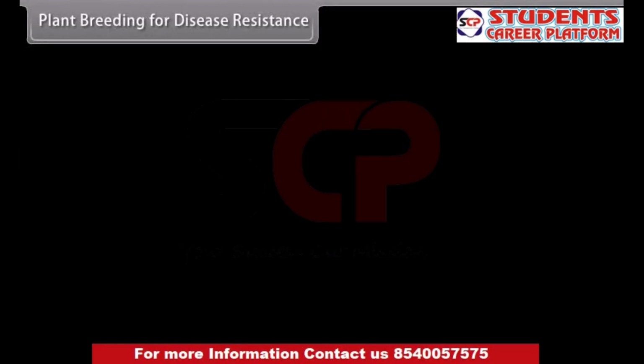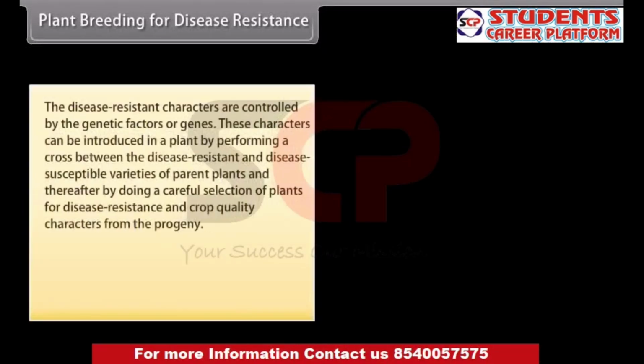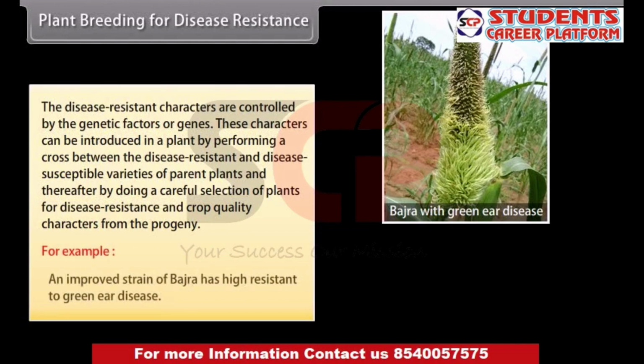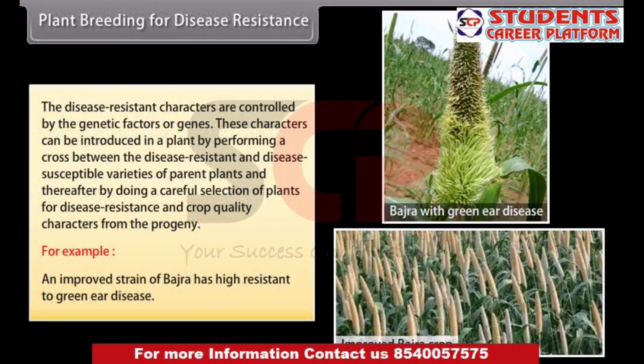Plant breeding for disease resistance. The disease resistance characters are controlled by the genetic factors or genes. These characters can be introduced in a plant by performing a cross between the disease-resistant and disease-susceptible varieties of parent plants, and thereafter by doing a careful selection of plants for disease resistance and crop quality characters from the progeny. For example, an improved strain of bajra has high resistance to green ear disease.